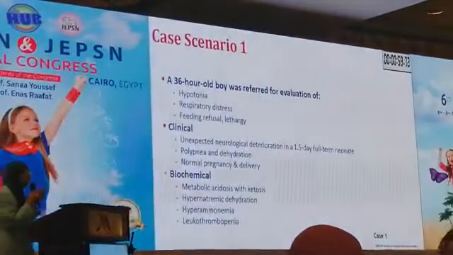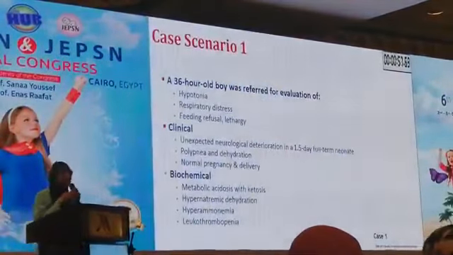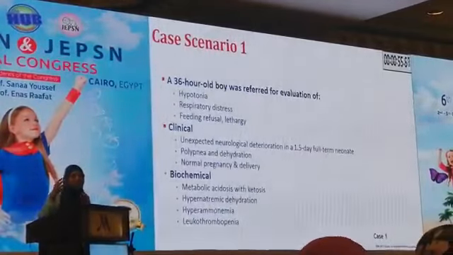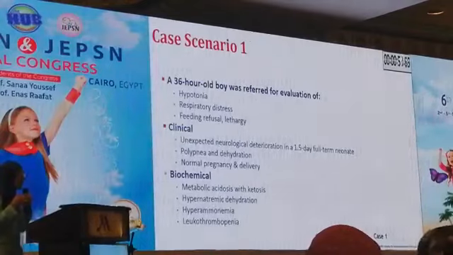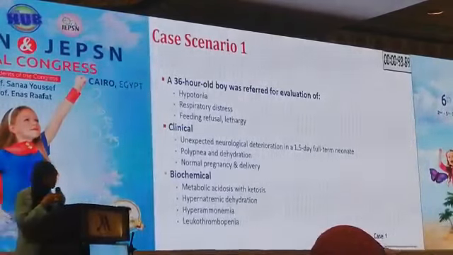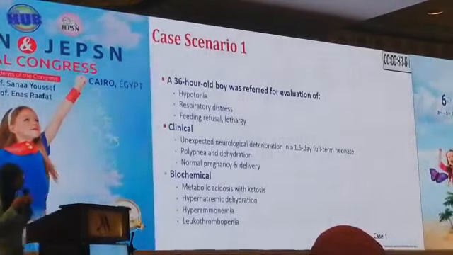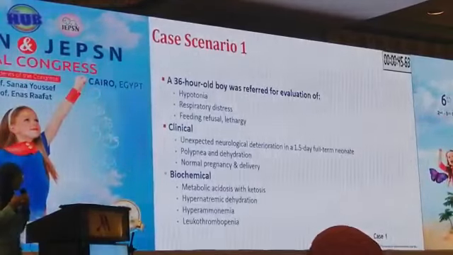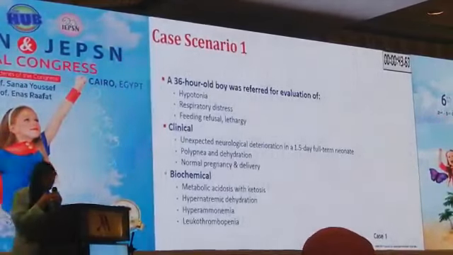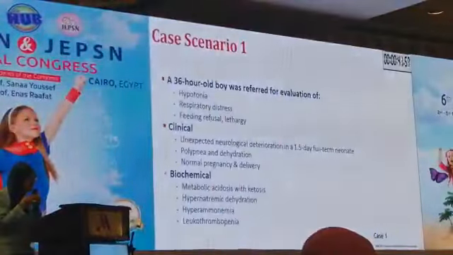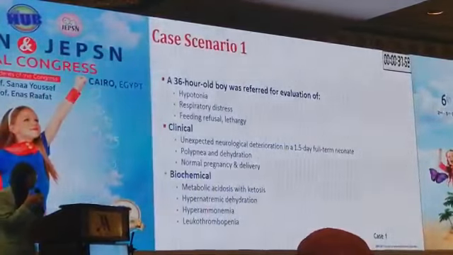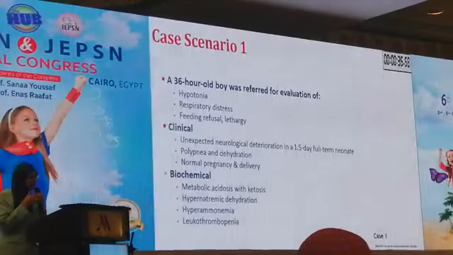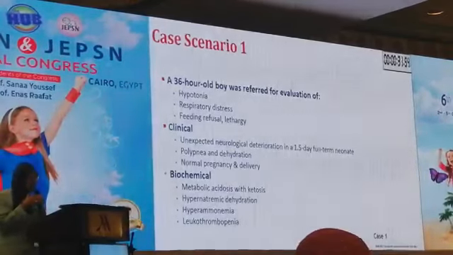I wanted to stop here. I have a case scenario, and it will help us with the diagnosis of such disorders. A 36-hour-old boy was referred for evaluation because of hypotonia, respiratory distress, feeding refusal, clinically unexpected neurological deterioration, polypnea, as well as dehydration, with a normal pregnancy and delivery. Biochemically, there was metabolic acidosis, ketosis, hypernatremia, dehydration, hyperammonemia, and leukocytosis.